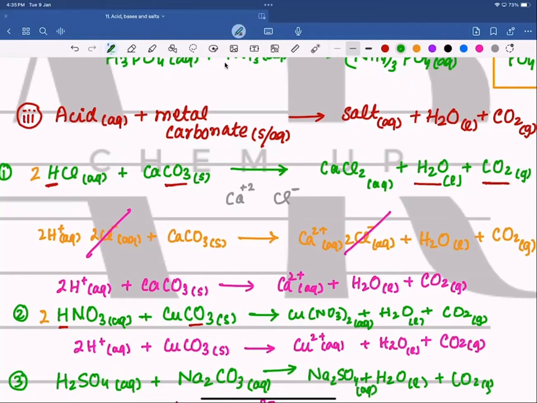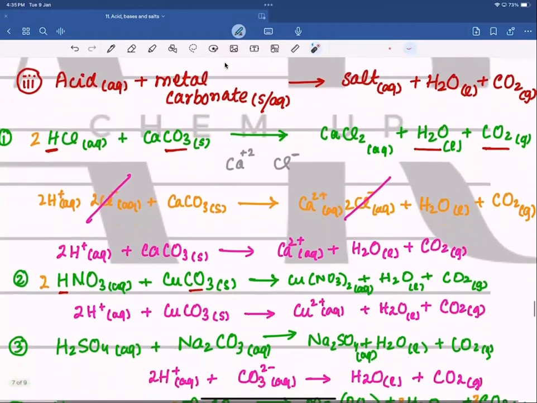Now, if you look at the state symbols, sulfate is aqueous on both the sides, right? And the sodium ion is also aqueous on both the sides. So whenever we make the ionic equation, these are going to be cancelled out from both the sides, because sodium and sulfate are both aqueous. So we are left with the hydrogen ion and a carbonate ion on the left hand side, which turn into water and carbon dioxide. So this will be our ionic equation.